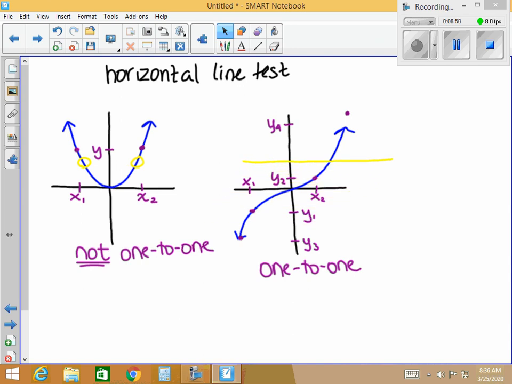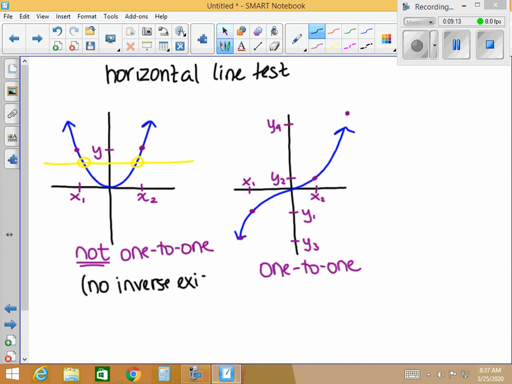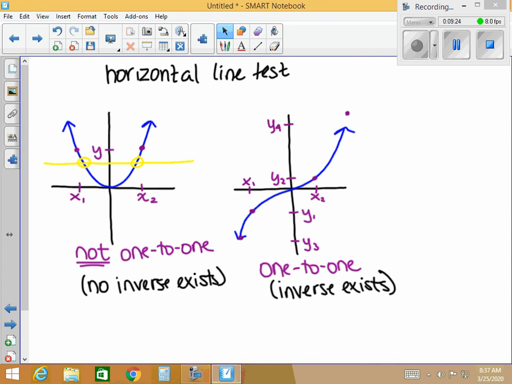Over here on the right, no matter where I slide this horizontal line up and down, each one only intersects the blue graph in one place. Okay, so on the left, parabolas, those are nice functions. We usually like to mess with them if we've moved past lines, but not a one-to-one function. A function that is not one-to-one means no inverse exists. Okay. This guy on the right is going to have an inverse. Okay. Next video, we're going to pick up with some more details of that, but I want to keep this kind of short.